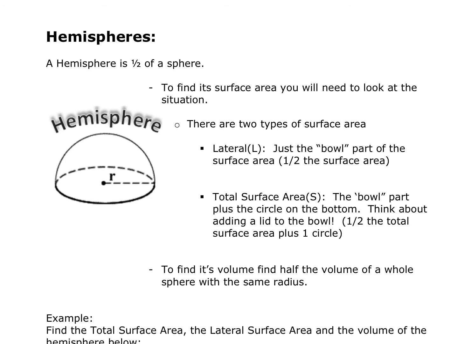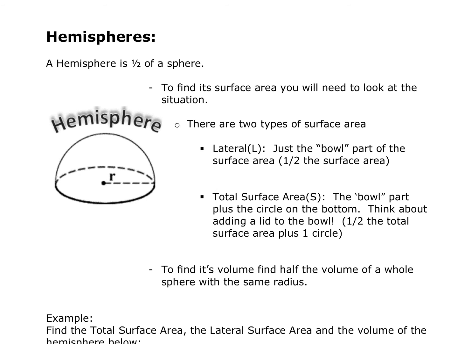Now let's look at the hemisphere. A hemisphere is half of a sphere. To find its surface area, you will need to look at the situation. There are two types of surface area. The lateral, which is just the bowl part of the surface area, so that's half the surface area. And then there's the total surface area, which is the bowl part, plus the area of one circle. To find its volume, you're going to find half the volume of the sphere with the same radius.